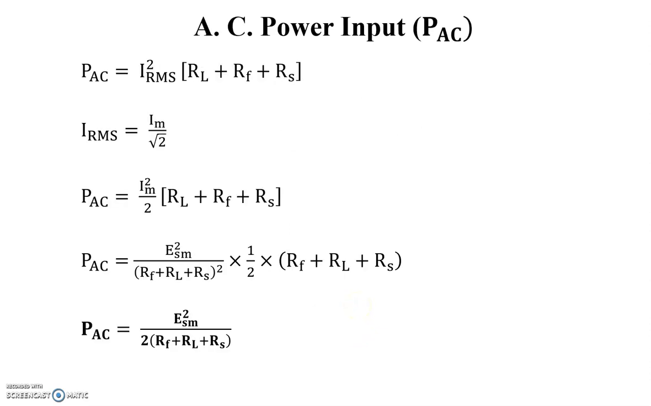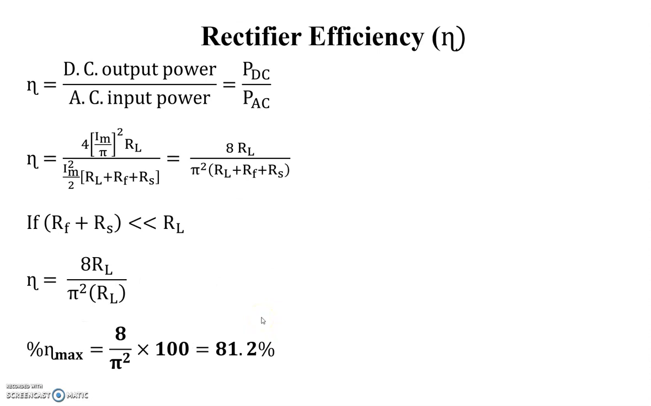Next we will move on to the AC power input. This is nothing but IRMS squared into the resistor value, all the resistor values. So what is the IRMS? Im by root 2, just substitute. And again, what is Im? ESM by RF plus RL plus RS. Again substitute this and cancel these two values. Finally we simplify this and get PAC equal to ESM square by 2 into (RF plus RL plus RS).